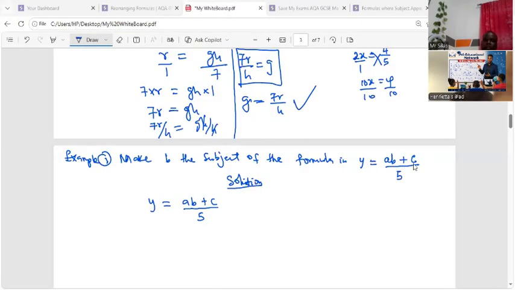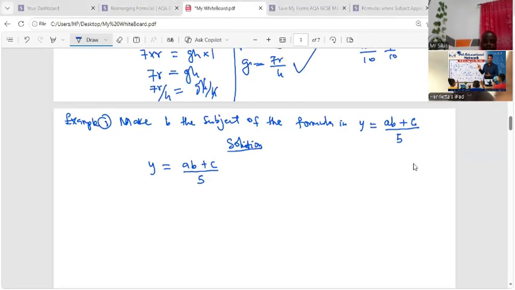So you can stop writing now. Let's quickly solve this one, okay? So we have this. They say we should make B the subject of the formula, right? So what do you think we are going to do first?